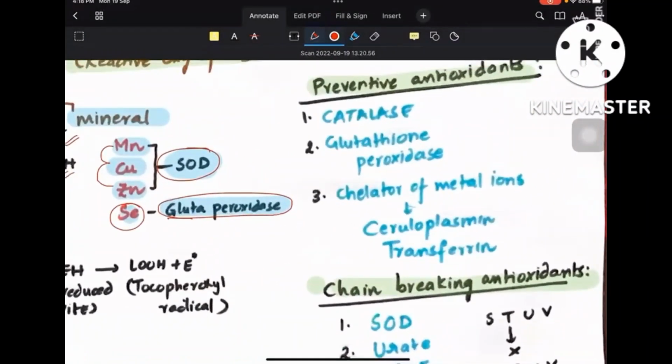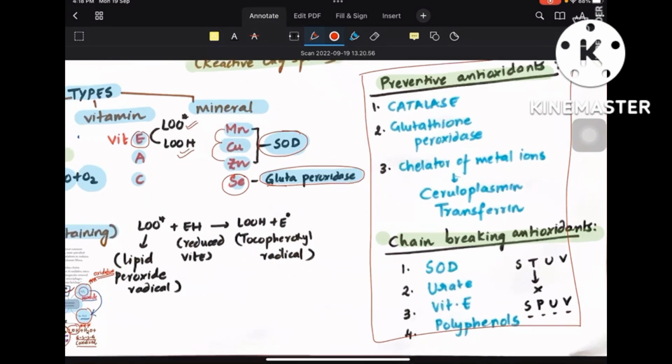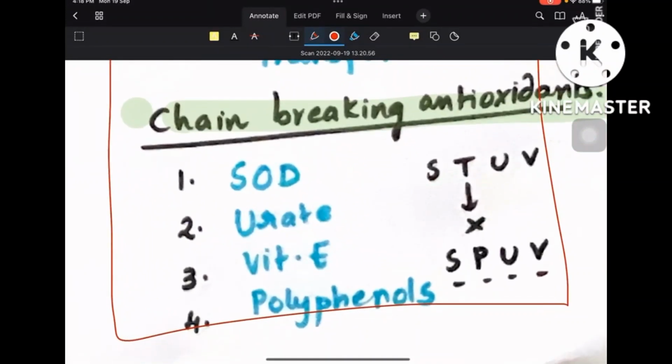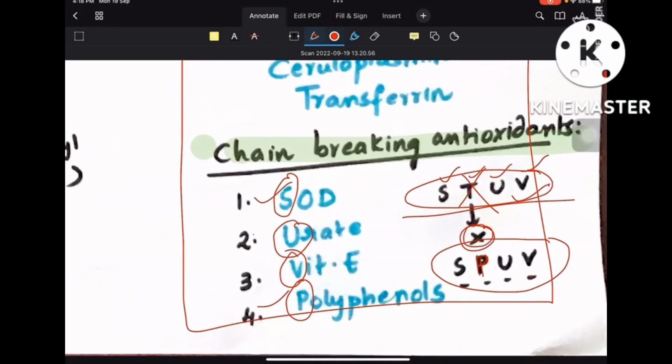Now there is an important thing. Previously the question was asked from this topic, which are the preventive antioxidants and which are the chain breaking antioxidants. So first let us learn about chain breaking antioxidants, guys. So we know that in the alphabetical order, STUV comes together like PQRSTUV. So that is a chain, right? Chain of alphabets. So when you break this T from here, like T is broken and you put P there, so you have broken the chain of alphabets, right? So you write it as SPUV, that is superoxide dismutase, polyphenols, urate, and vitamin E. You are getting my point, right? This is a chain of alphabets and you have broken it by putting P instead of T. So this is the mnemonic for chain breaking antioxidants, S, P, U, and V.